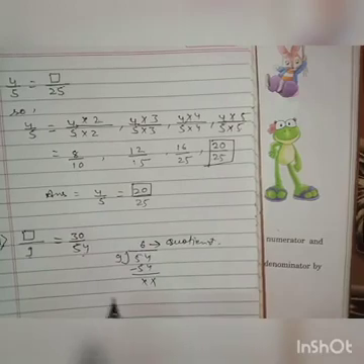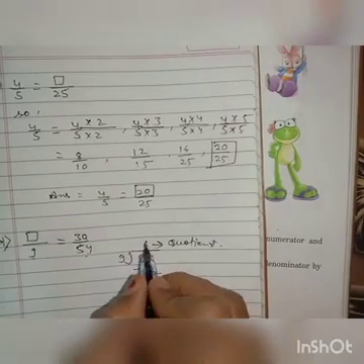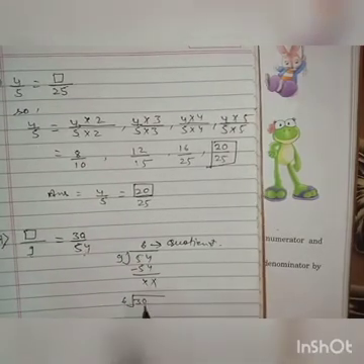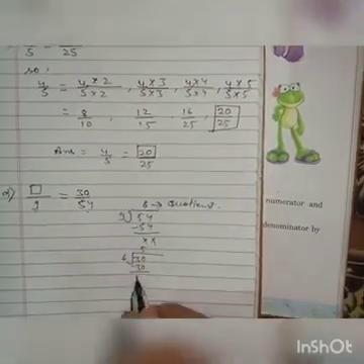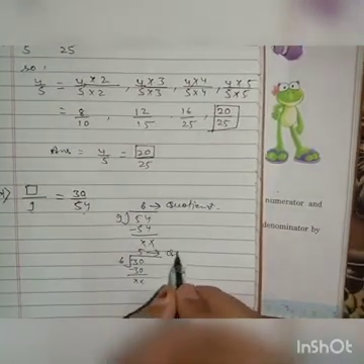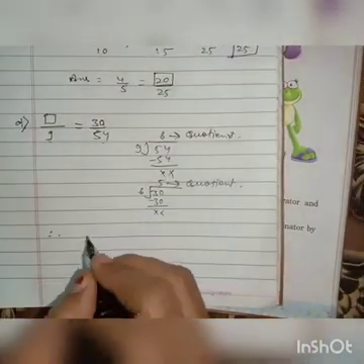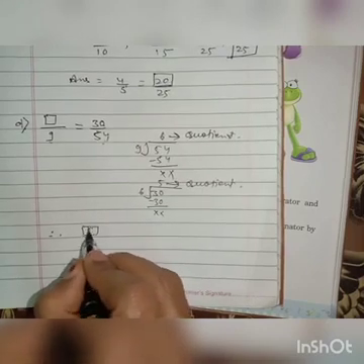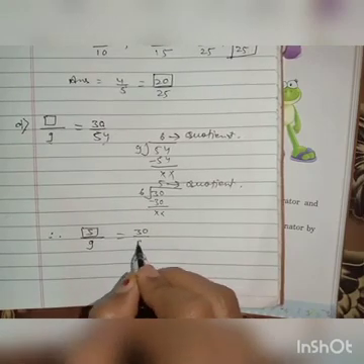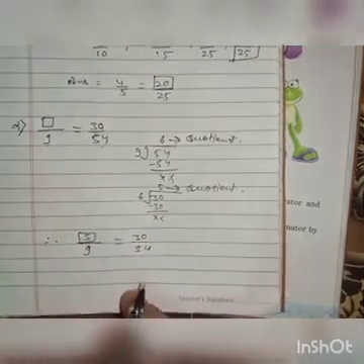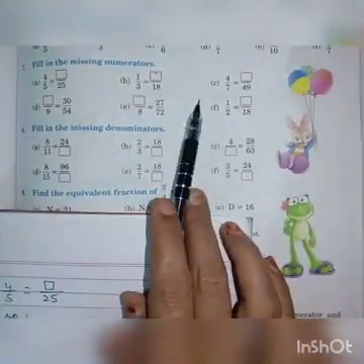And now we will divide the numerator 30 by this quotient 6. And we get the quotient 5. This quotient will be our answer. Therefore, we can write 5 by 9 is equal to 30 by 54. Thus, you have to do all these questions in your notebook.